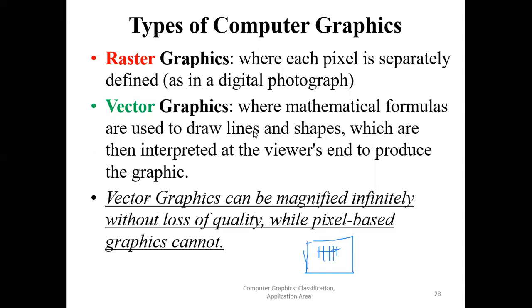And in case of vector graphics, we will not be concerned with the pixel values. We're actually concerned about the equation or mathematical formulas. One point you have to remember: vector graphics can be magnified infinitely without loss of quality, while pixel based graphics cannot. This is the main difference between them. Raster graphics cannot be magnified infinitely. If you magnify your picture, you will see it gets blurred. So this is the difference.